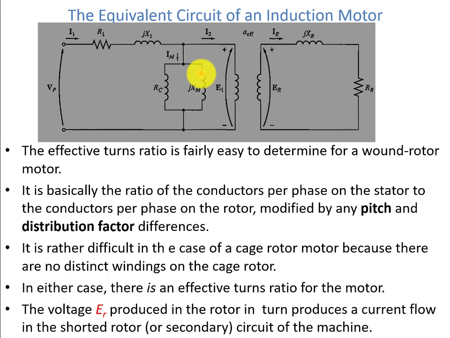The effective turns ratio is fairly easy to determine for a wound rotor motor. It is basically the ratio of the conductors per phase on the stator to the conductors per phase on the rotor, modified by any pitch and distribution factor. It is rather difficult in the cage rotor motor, because there are no distinct windings on the cage rotor. In either case there is an effective turns ratio for the rotor. The voltage ER produced in the rotor in turn produces a current flow in the shorted rotor or secondary circuit of the machine. Here it is shown as short circuited, and because of this induced voltage ER, there will be current flowing in the rotor circuit.